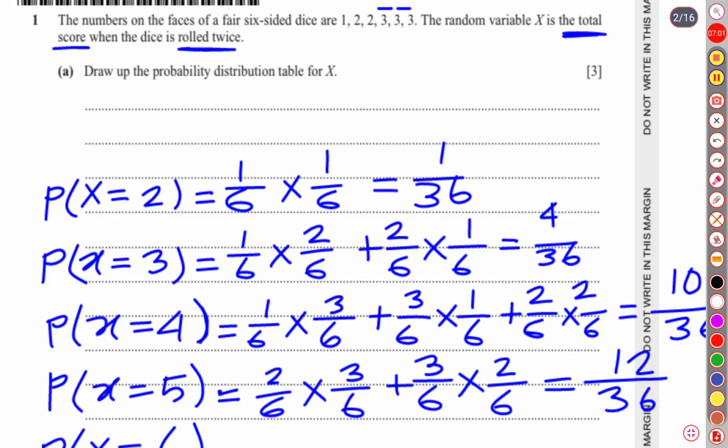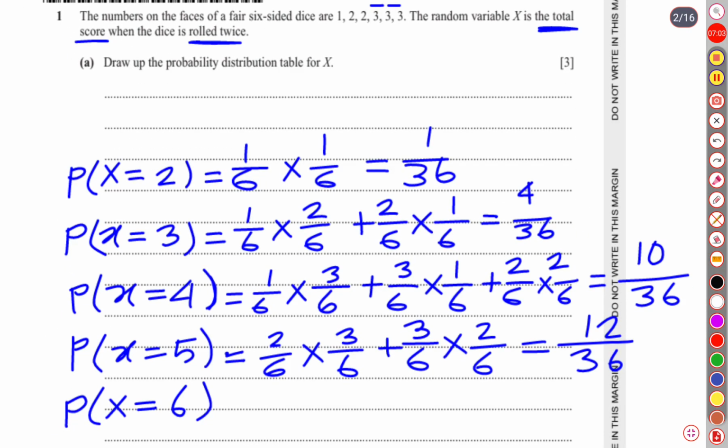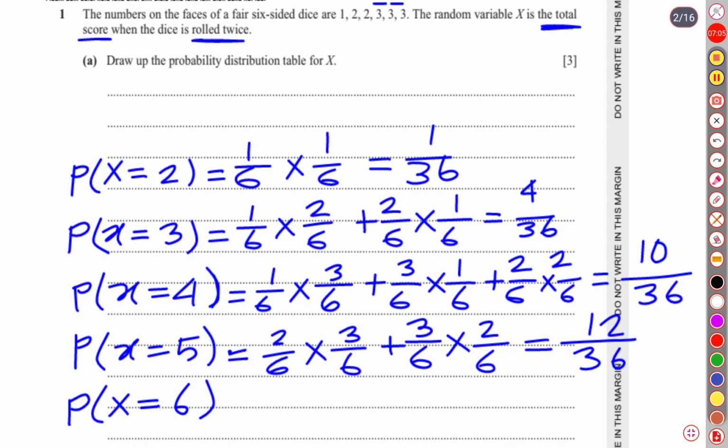Now the total score may be 6. For 6, what will be the individual probabilities? The first one must be 3, so 3 out of 6 is the probability, and the second one must also show 3, so 3 over 6. So the final probability is 9 over 36. Now we will have to write the probability distribution table.